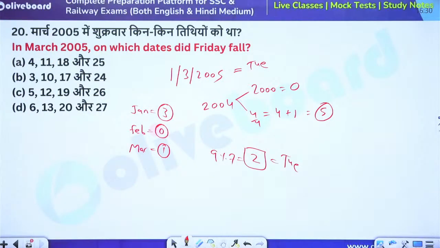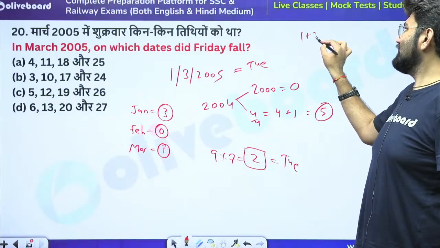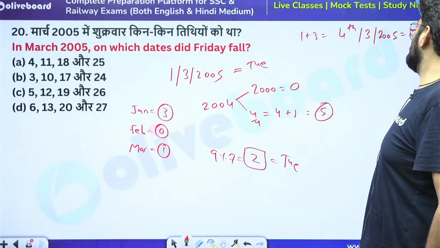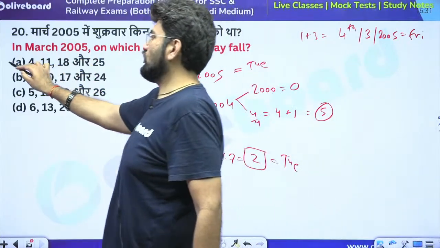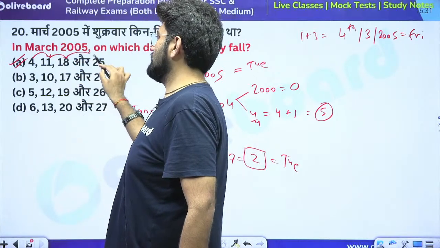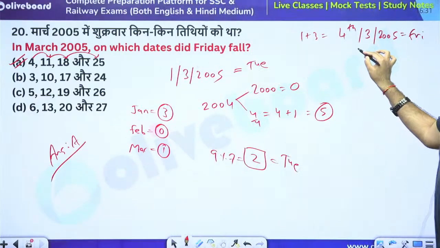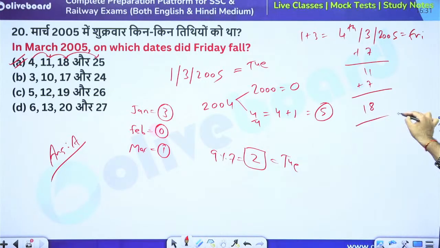You need what? What dates did Friday fall? Okay. So if this was Tuesday, you need to add 3 to it to get a Friday. So 1 plus 3 is equal to 4th. That means 4th March 2005 was the first Friday. Now after 4th, you just have to add 7 to get your answer. 4th is the first Friday, plus 7, 11th is the next Friday, plus 7, 18th is the next Friday, plus 7, 25th is the next Friday. So option A becomes my correct answer.